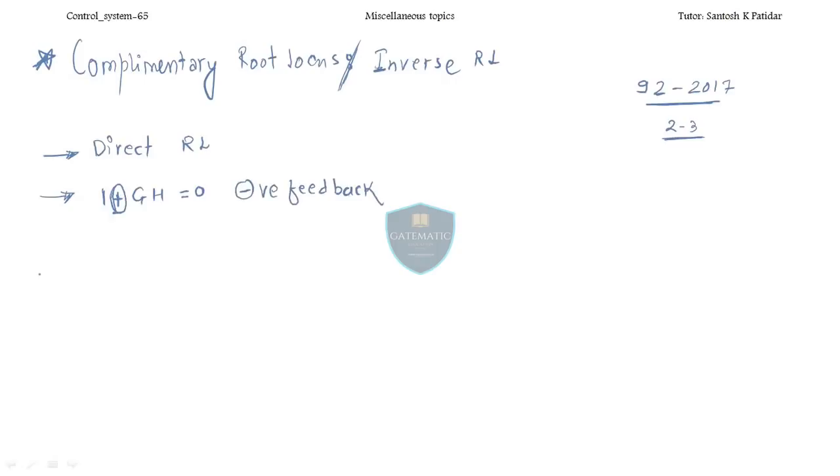Okay, now what if you have positive feedback? So in the case of positive feedback, you will have it like this. This is the condition for positive feedback. So what we have done yet is the root locus analysis for the negative feedback.